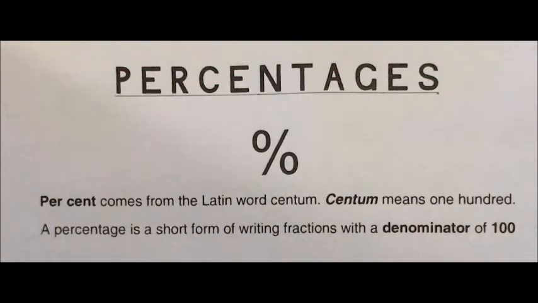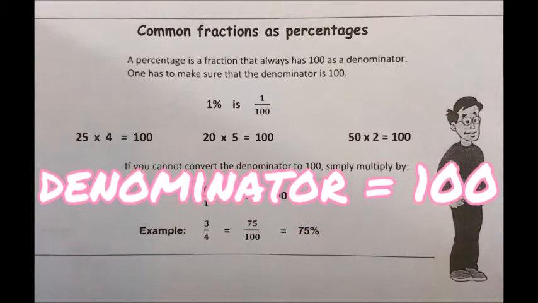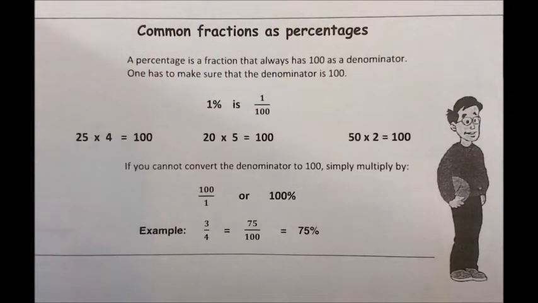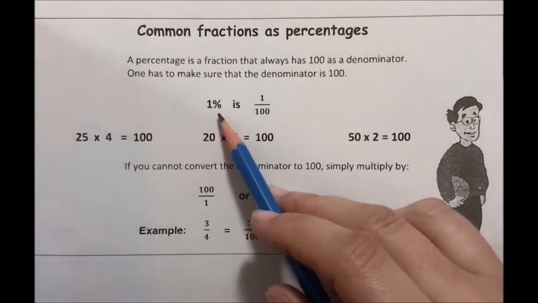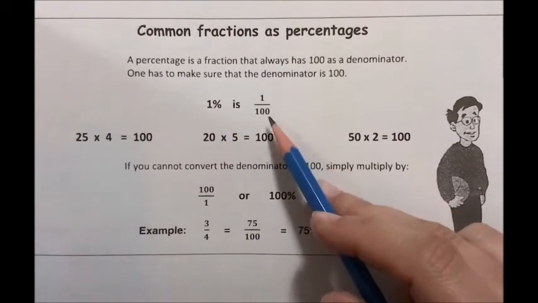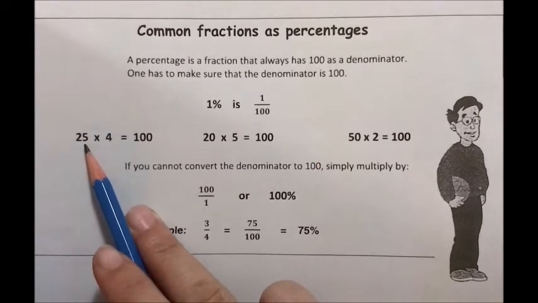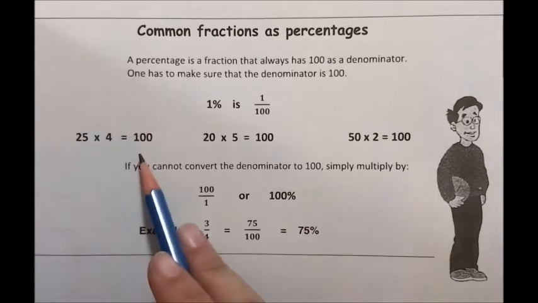And we do that using equivalent fractions. So firstly, we're going to use our common fractions and then change that to percentages. So a percentage is a fraction that always has 100 as a denominator. One has to make sure that the denominator is 100. So that's very important. If we have 1%, we will then say that is equivalent to 1 out of 100. So 1/100.